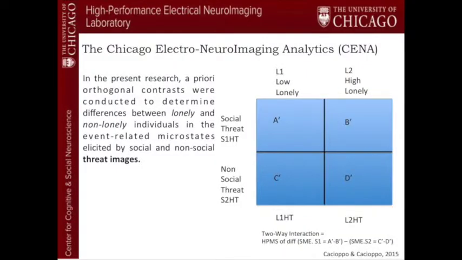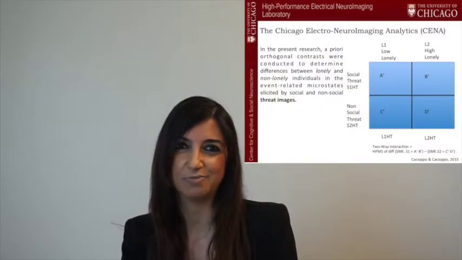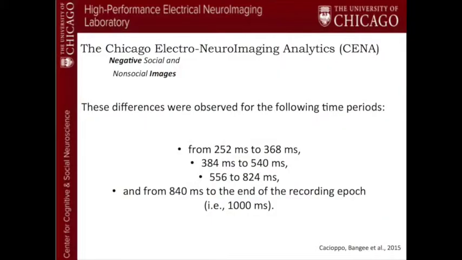In terms of SINA analysis, a priori orthogonal contrasts were conducted again to determine differences between lonely and non-lonely individuals in the event-related microstates elicited by social and non-social threat images. As expected, the 2x2 interaction contrast with level of loneliness and type of stimulus reveals significant differences in the evoked brain response. These differences were observed for different periods of time, as you can see on the slide.